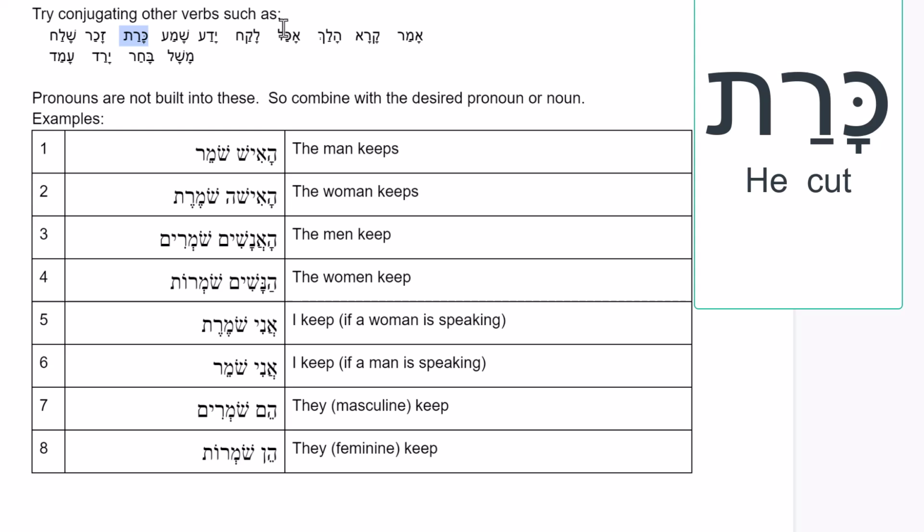The next one is karat, which means he cut, as in he cut a covenant typically. You try to figure out how you will pronounce that in the masculine singular form in the present Paal binyan. So instead of karat, it'll be korate. So korate, koretet, korim, korot. Let me repeat. Korate, koretet, korim, korot. Now you try all four of those.